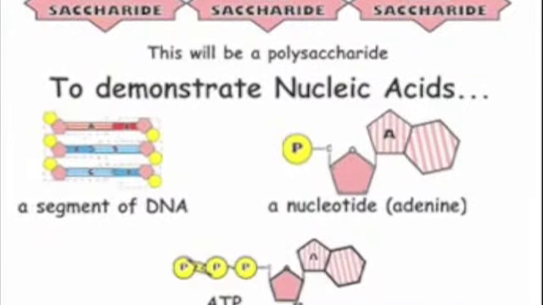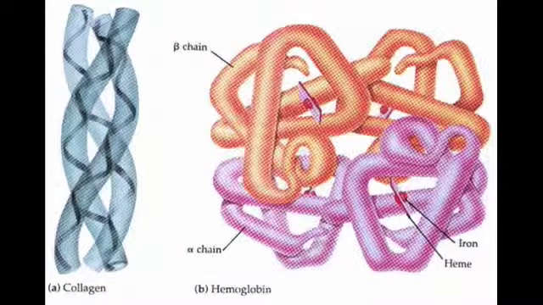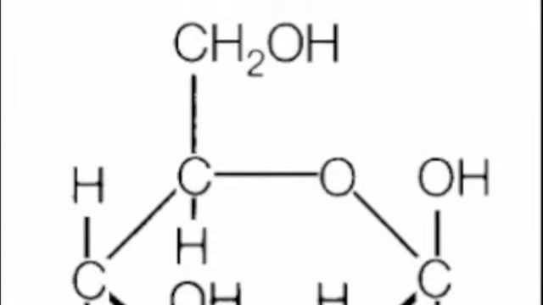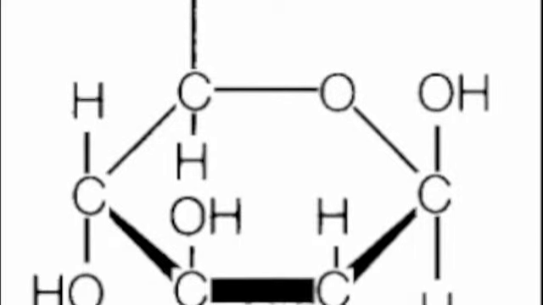There are 4 important classes of organic macromolecules: carbohydrates, proteins, lipids, and nucleic acids. In all these molecules, the structure-function relationship is clearly visible.